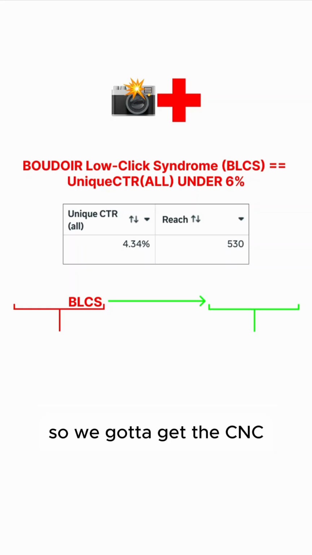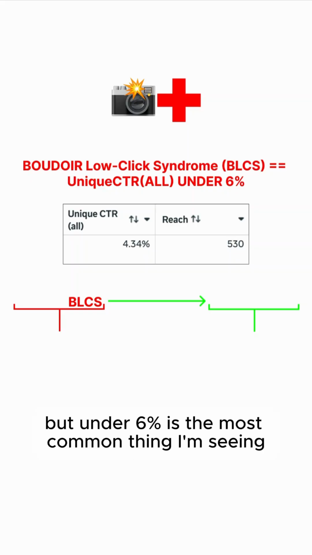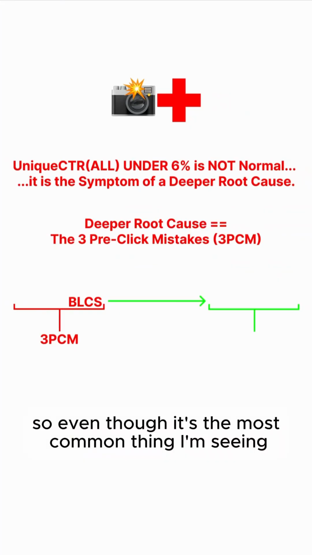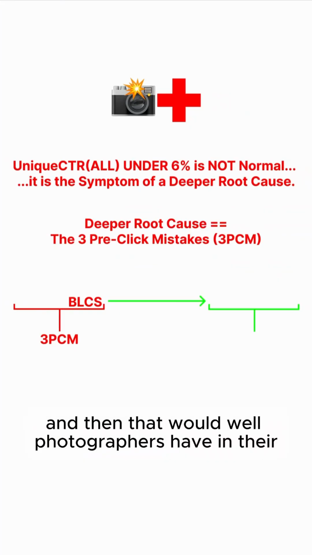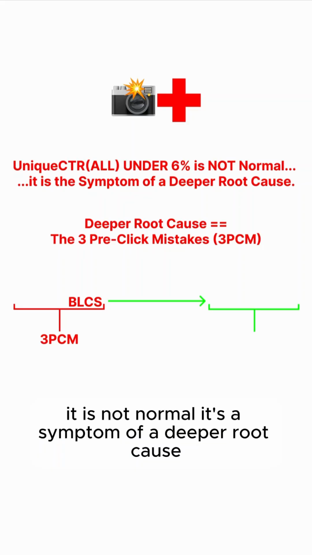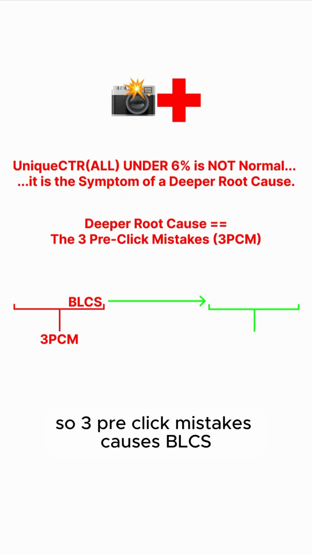So we got to get this unique CTR number up as high as possible, but under 6% is the most common thing I'm seeing, and it's a massive, massive problem. Even though it's the most common thing that Boudoir photographers have in their Facebook ads backend dashboard, it is not normal. It is the symptom of a deeper root cause. And that deeper root cause is the 3 pre-click mistakes. So 3 pre-click mistakes causes BLCS, aka Boudoir low click syndrome.